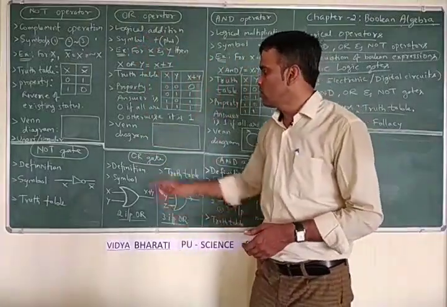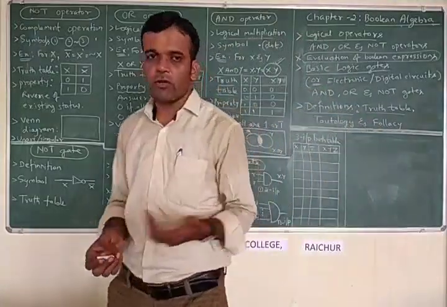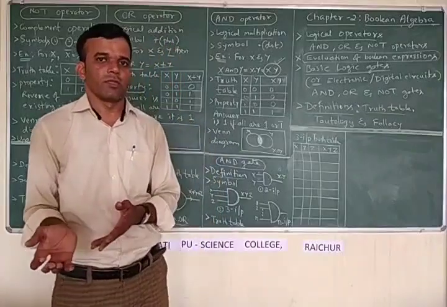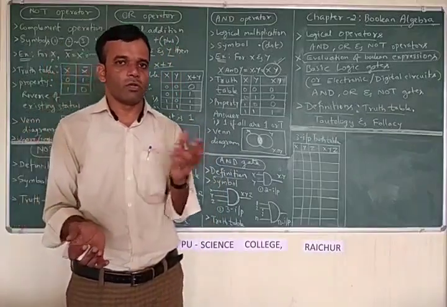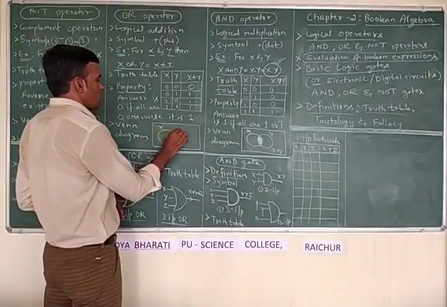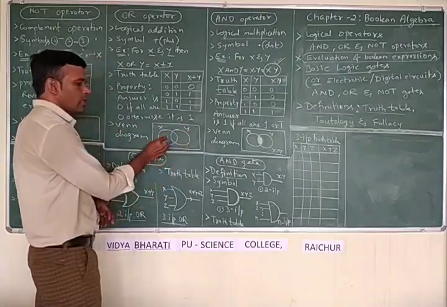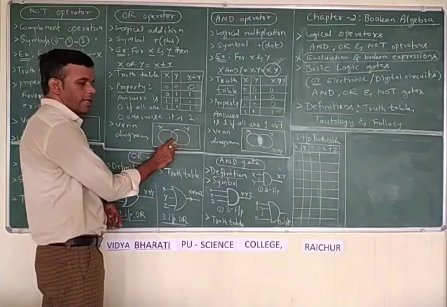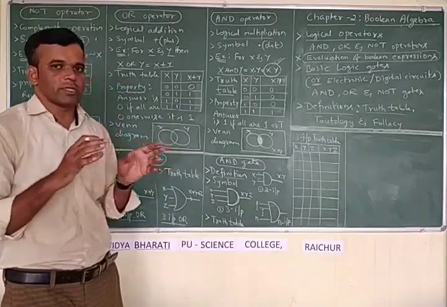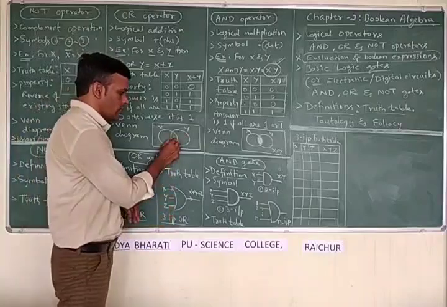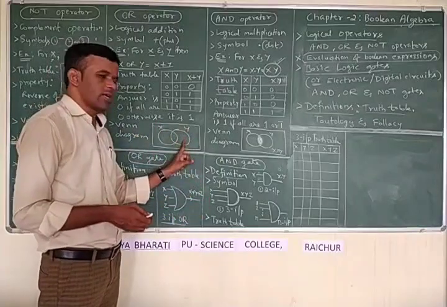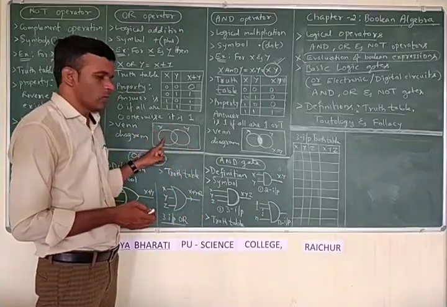So what about the Venn diagram? The Venn diagram of the OR operation is the diagram of the union of two sets. This is the universal set. Again, one is x, the other one is y. This is only x, this is only y, and this is x as well as y. When two sets are there, the elements present in both sets we write here, because they are common; the elements present only in y we write here, and the elements present only in x we write here.